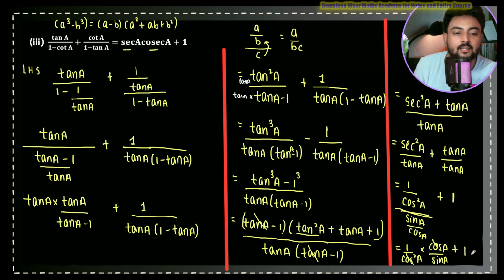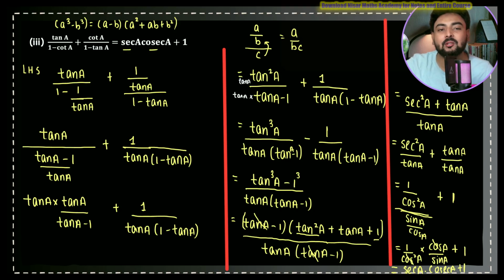So the final answer we need to write here. I'll write it over here. What is remaining? 1 by cos. 1 by cos means sec a, and 1 by sin is remaining. 1 by sin means cosec plus 1. This is equal to RHS. I hope it is quite clear to you. It was a good question. Okay, let's go ahead to the next question.